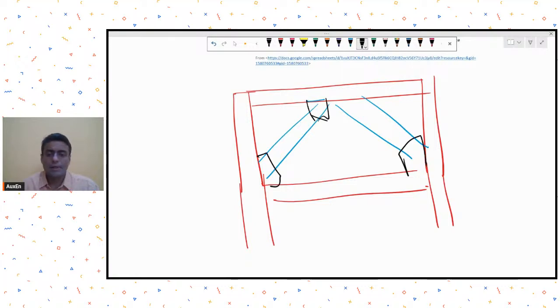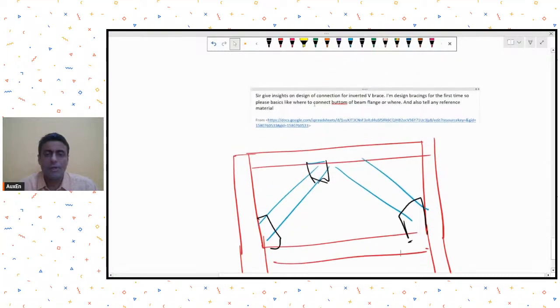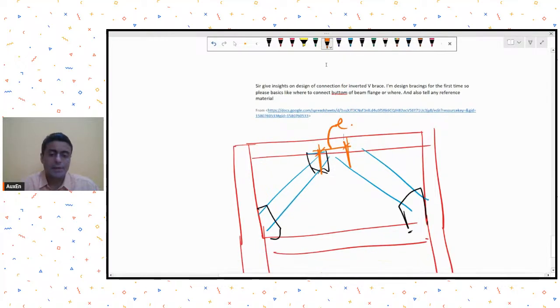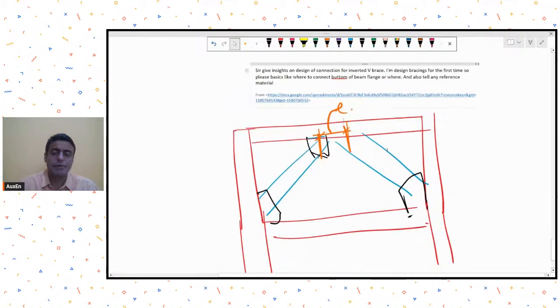Now the answer cannot be completed in 5 6 minutes. Insights on connections, there are different options possible. First of all, you may have an eccentric V brace, you may have a concentric V brace. Here this connection, you may detail and design it as a pinned connection or a rigid connection. This connection over here, you may connect it to the column or to the beam. So there are a lot of different possibilities.